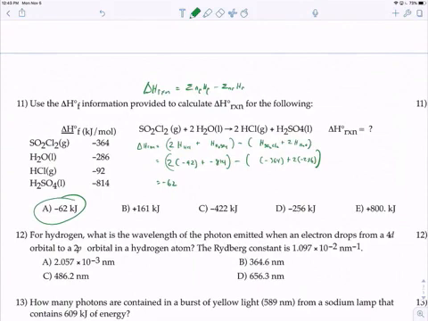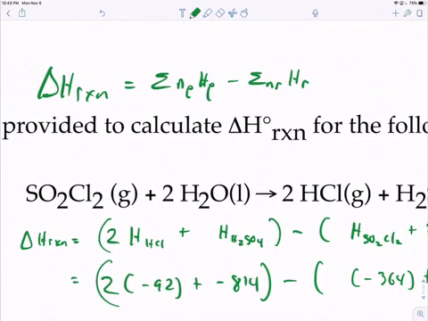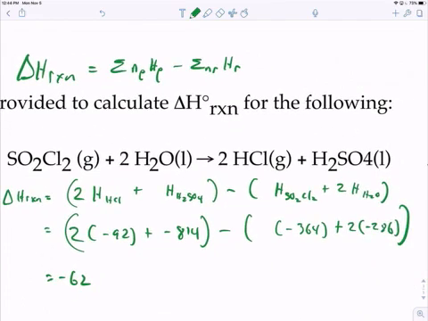Questions with this one? Okay, so recap here. Delta H reaction is, and this is given, the sum of the number of moles of products times enthalpy of the products, minus the number of moles of reactants times enthalpy of reactants. Applying that to this equation, we have the products, HCl and sulfuric acid, so 2 HCl's minus SO2Cl2 and 2 waters. Put the numbers in, get that.